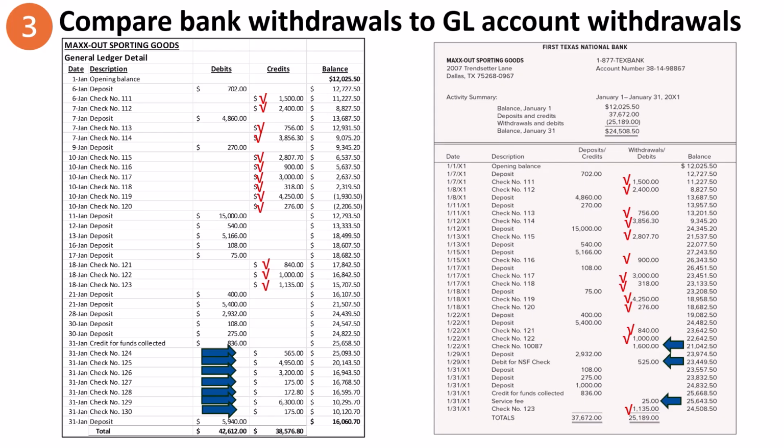At this point, we have identified all the differences between the bank statement and the general ledger. We know which items are timing differences, which items require journal entries, and which items represent a bank error. And now we're ready to prepare the bank reconciliation.